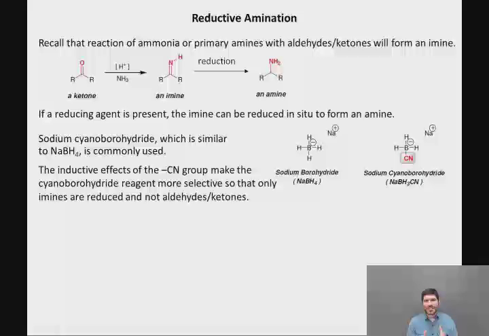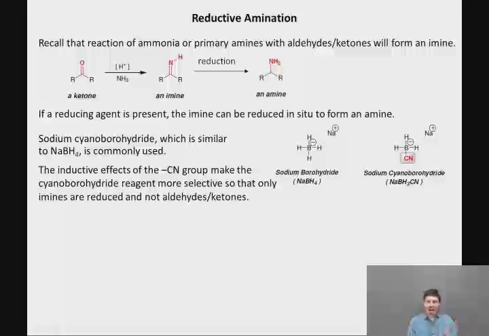And that's important because, as I said at the top of this slide, the imine formation, of course, is a reversible reaction, and you're not going to have quantitative conversion of your aldehyde or especially your ketone to the imine. If the aldehyde or ketone gets reduced to a secondary alcohol, it is no longer capable of reacting with an ammonia or an amine to form an imine. So we need to make sure that we just reduce the imine and not reduce the aldehyde or ketone.